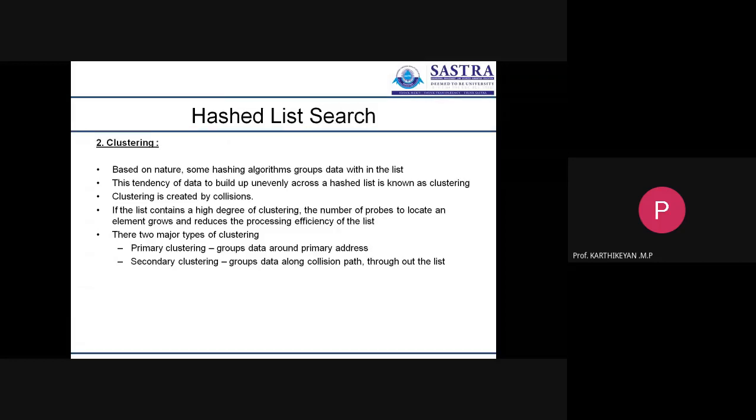Clustering is created by collisions. Whenever a collision occurs, because of that the clustering happens in the list. Primary clustering groups the data around the primary address. Secondary clustering groups the data along the collision path throughout the entire list. Secondary clustering is scattered in the list, and primary clustering is near the home address of the collision area. In the next slide we can find the illustration.